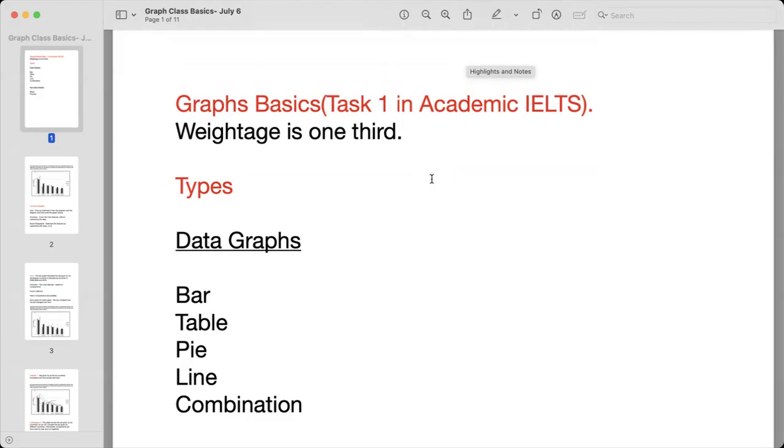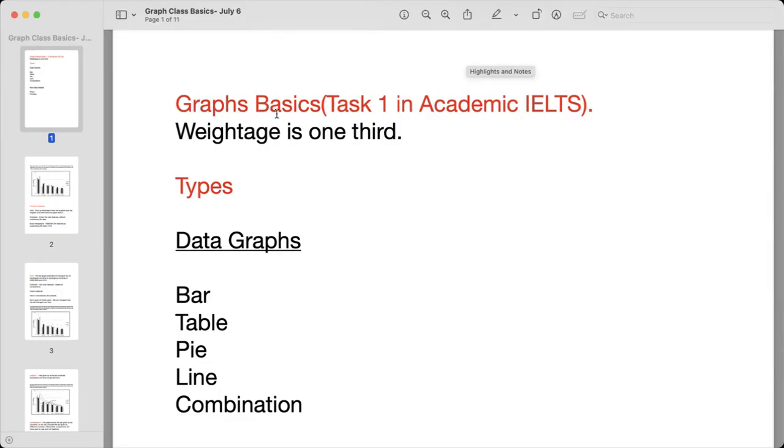So, this is a class for someone who has very little idea about how to attempt graphs, or someone who's just starting IELTS. But it can also help people who have been writing graphs and who get confused about what to do. So, I'll keep it a very short class, and I'll try to cover everything from the introduction to the body paragraphs, and I hope it clears all your doubts and helps you write a good graph.